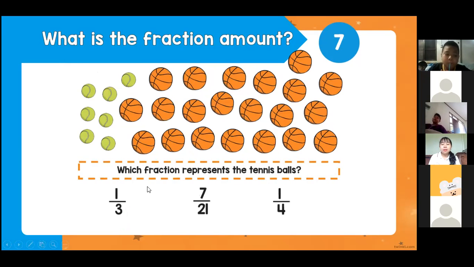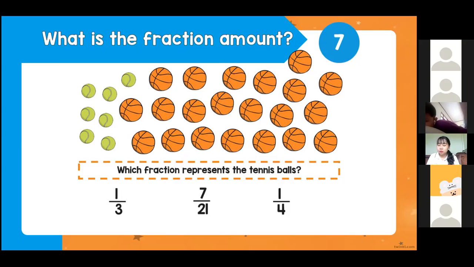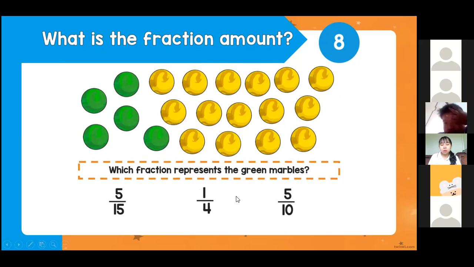Now, tennis ball. Tennis ball. We have 7 out of... 1/3. That is not correct. 1/4. That is correct.